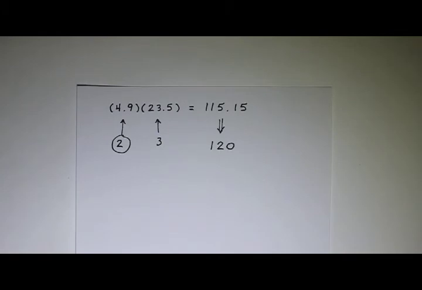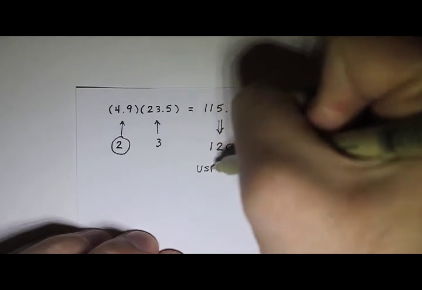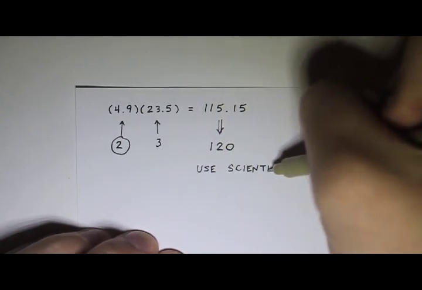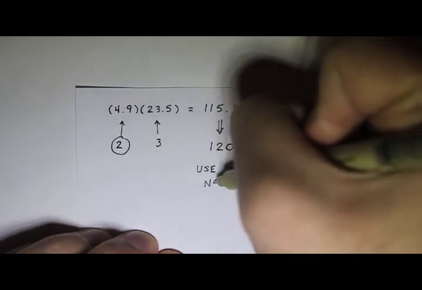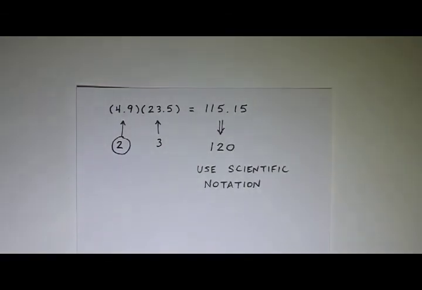If the convention is that it does count, then we need a way to express this number with only 2 significant figures. And it turns out that there is a way to do it, and that method is called scientific notation. So we'll learn about that in a later video.